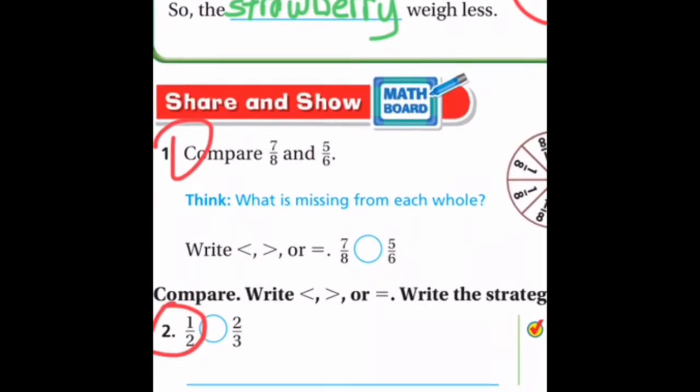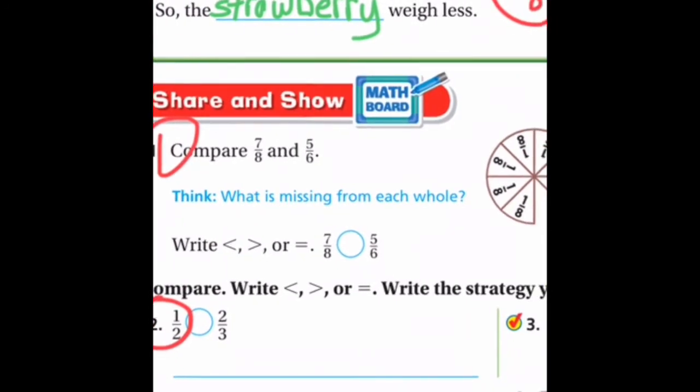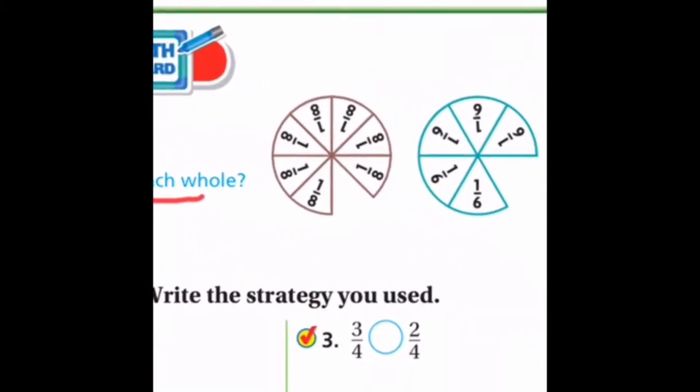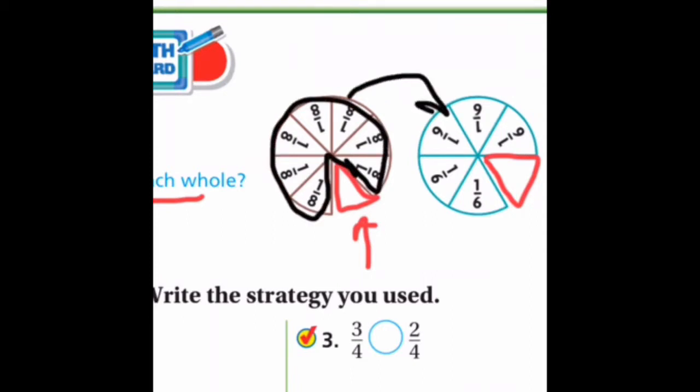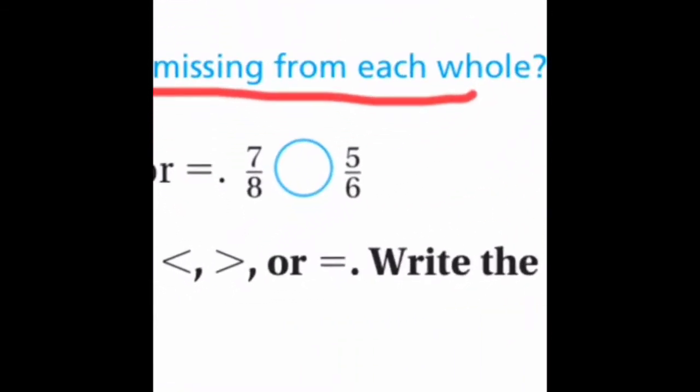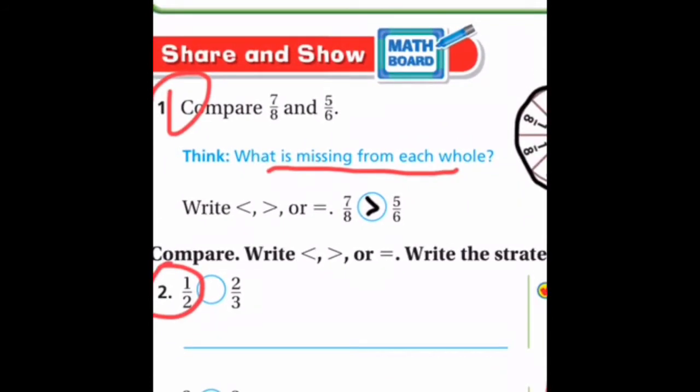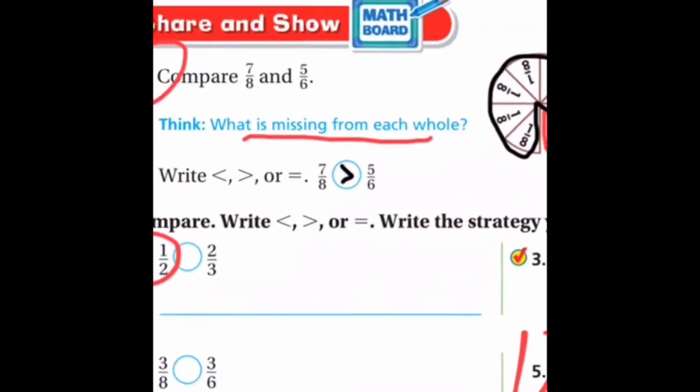Okay, here we go. Compare 7/8 and 5/6. What is missing from each whole? Okay, 7/8 and 5/6. So if we look at that, this is missing right here, and that is smaller than this right here. So since this is smaller, what's left over, all this other area here, is going to be bigger than this one over here. So 7/8 is greater than 5/6.